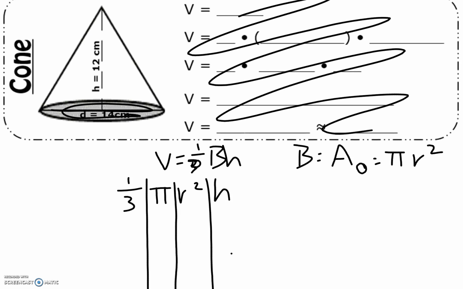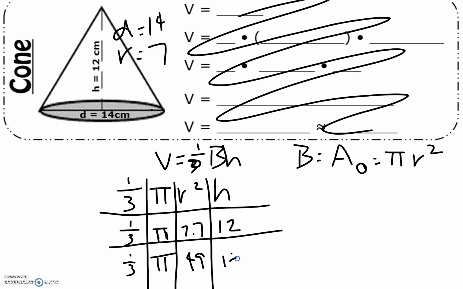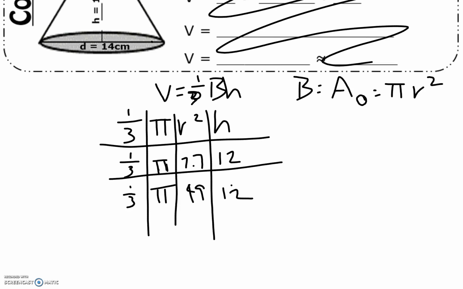Now, up here, it says our diameter is 14. If our diameter is 14, our radius is going to be 7. So I have 1/3 pi times 7 times 7, and then our height is 12. So if you do that math, hold on guys, I have to go get my calculator. If you do that math, you know that you're going to have 1/3 pi times 49 times 12. So you would stick that in your calculator.